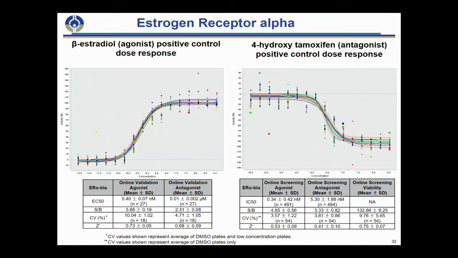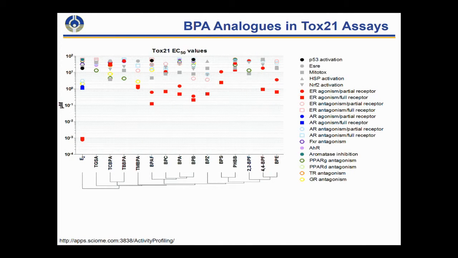These are the kind of data that we've been generating out of the Tox21 program with a single endpoint output, like simple, like an estrogen receptor alpha. And to give you an idea of how reproducible these data are and how you can calculate EC50s or AC50s pretty well. You can also take this kind of information and display it in ways that allow you to really compare the studies, compare the various analogs with respect to their outputs.